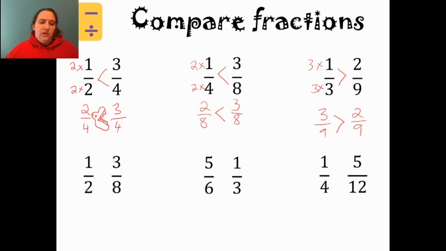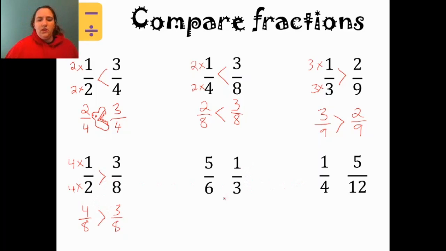What do we have to multiply 2 by to get to 8? Well, 2 times 4 will give us 8. So I'm going to put 4. And what we do to one side, we must do to the other. So 4 times 2 is going to give us 8, and then 4 times 1 is going to give us 4. And then we have 3/8. So which one is bigger? 4/8. So I can go ahead and do this.